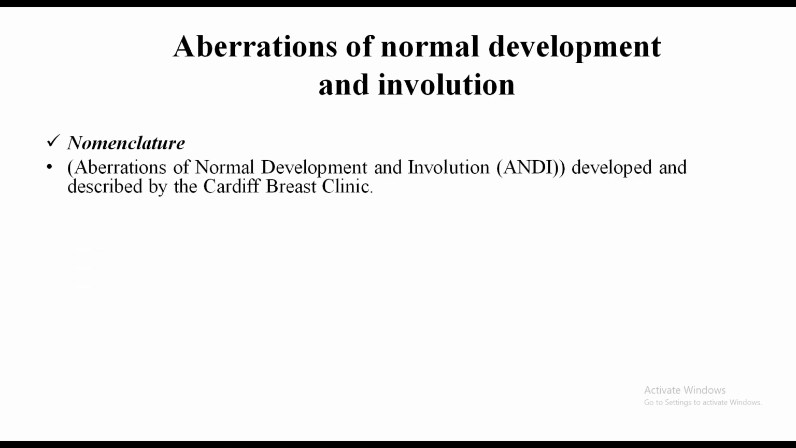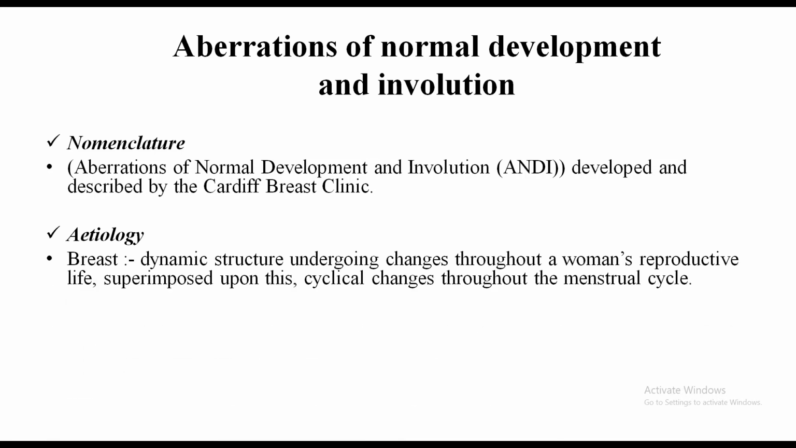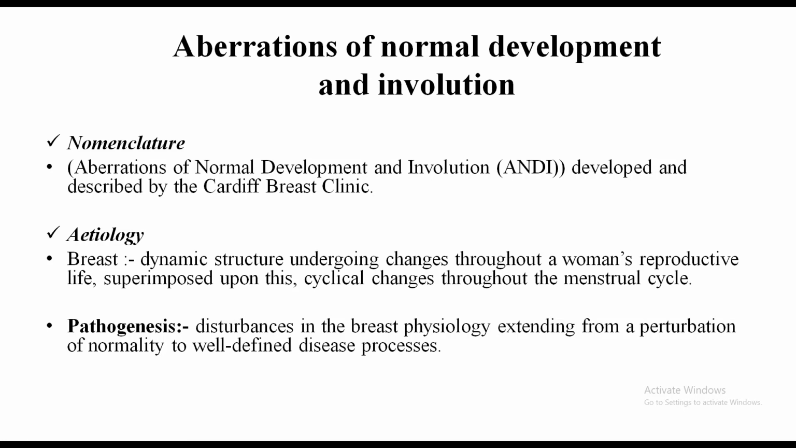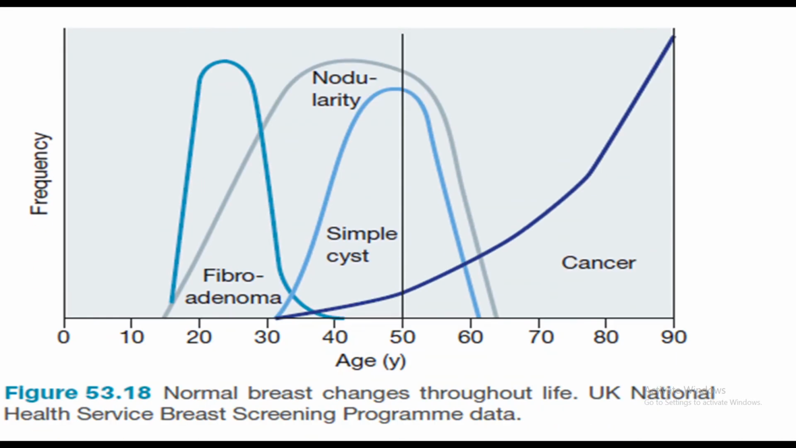Now, aberration of normal development and involution nomenclature. You know that aberrations of normal development and involution were developed and described by the Cardiff Breast Clinic. Etiology: first of all, we should know that the breast is a dynamic structure undergoing changes throughout a woman's reproductive life. Superimposed upon this are cyclical changes throughout the menstrual cycle. Then what happens in pathogenesis? In this pathogenesis, the normal cycle is disrupted in breast physiology, extending from perturbation of normality to well-defined disease processes.